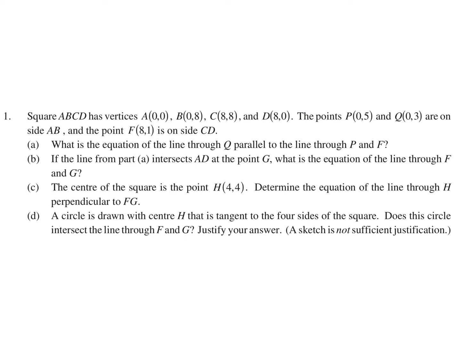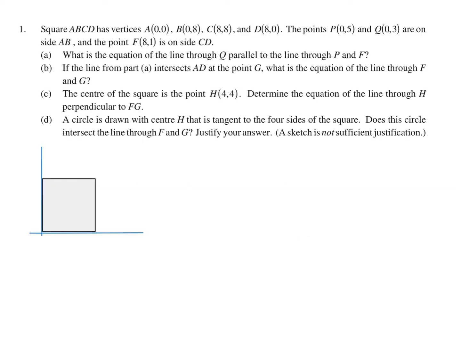Let's start by drawing a diagram and labeling it. The origin is A. B is up here, (0, 8). C is (8, 8), and D is (8, 0). Then they've got P, which is (0, 5), approximately here, and (0, 3) is Q, approximately here. Then they've got F, (8, 1), which is about here.